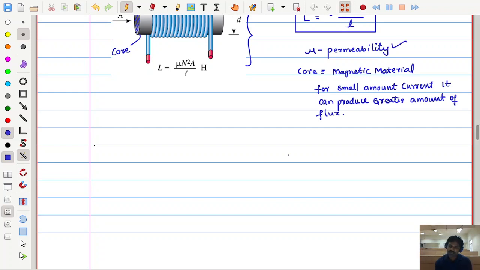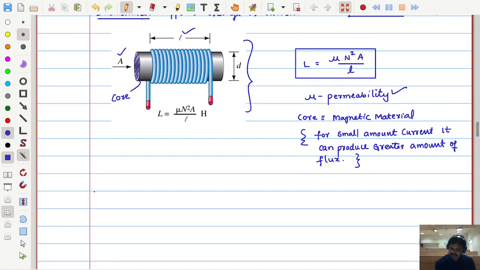We define that capability in terms of this parameter. Every magnetic material has its own permeability. Some reference point is defined based on experimentation and material characterization. So let us assume this mu permeability is the ability of a material to produce the flux. Usually for all magnetic materials this property is applicable. For a small amount of current it can produce a greater amount of flux. Clear?